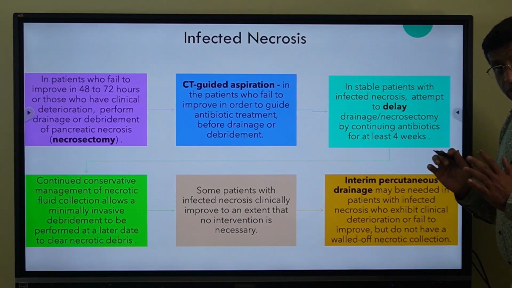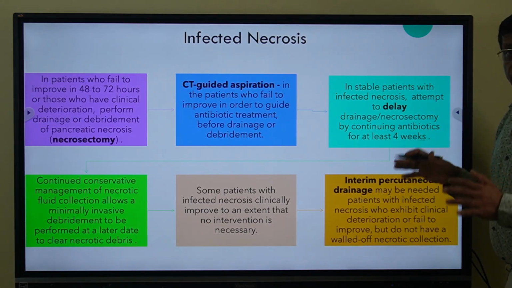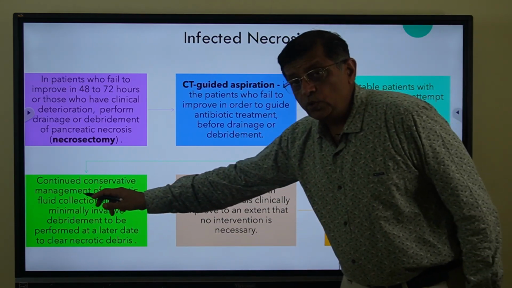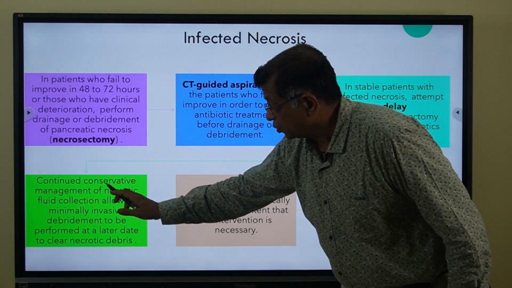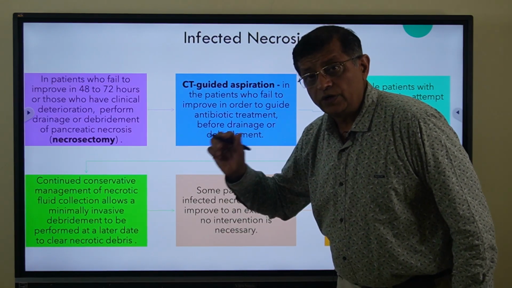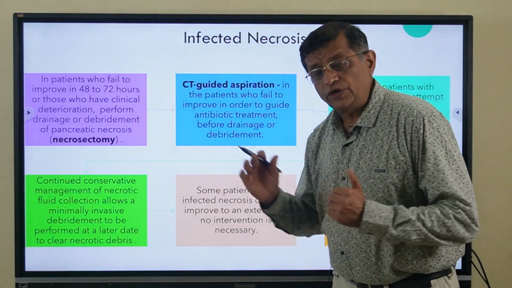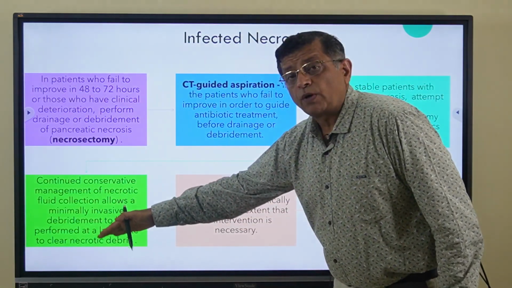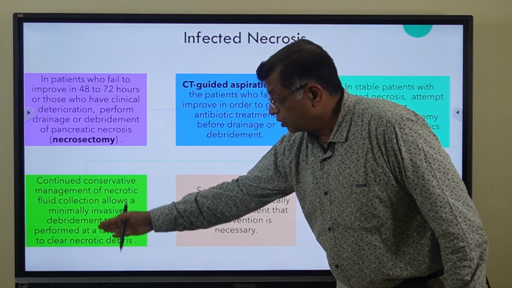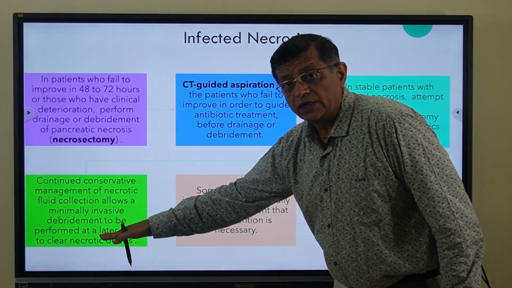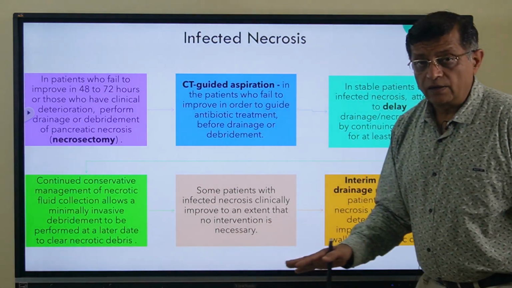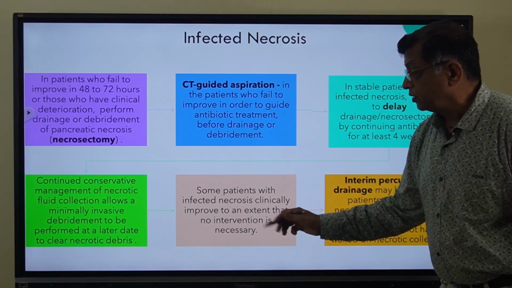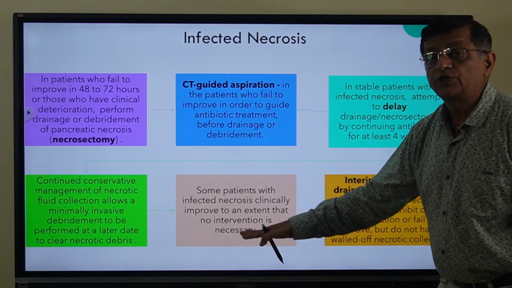In a stable patient with infected necrosis, attempt to delay. If the patient is stable, right, do not go invasively. So try to delay drainage for at least 4 weeks. Continued conservative management of the necrotic fluid collection allows minimally invasive debridement. So if the patient tolerates 4 weeks of conservative treatment with antibiotics and remains stable, then you could probably do a smaller procedure, minimally invasive debridement, and that could be less invasive and less problematic for the patient. Even some patients with infected necrosis clinically improve to an extent that intervention may not be necessary.